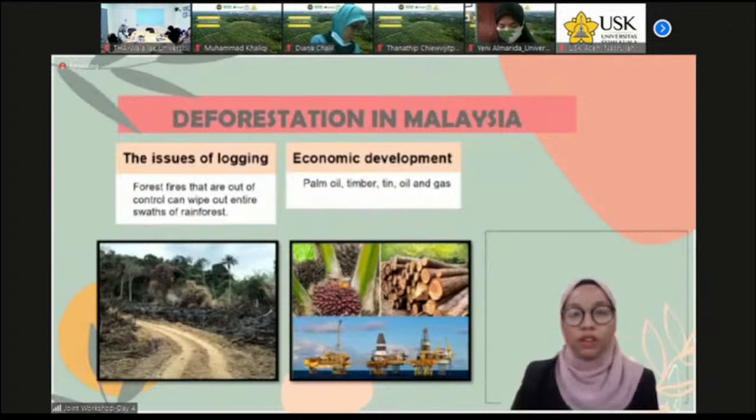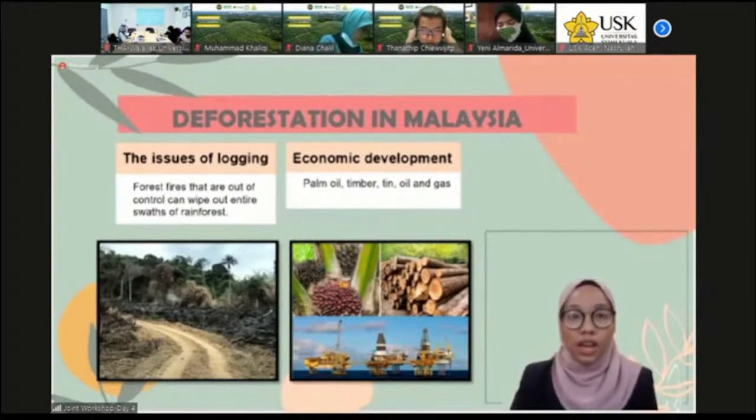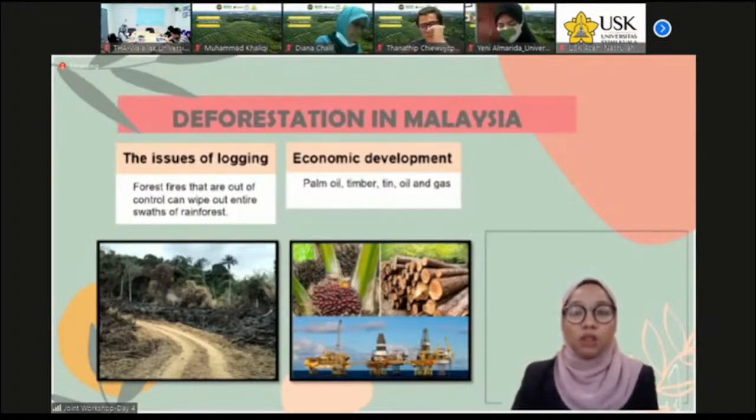For the issue of logging, rainforests produce high quality timber, but logging on Malaysia's island is frequently done in an unsustainable or even unlawful manner. Forest fires that are out of control can wipe out entire swaths of rainforest. This technology cleared the rainforest far too quickly, leaving the ground barren of vegetation.